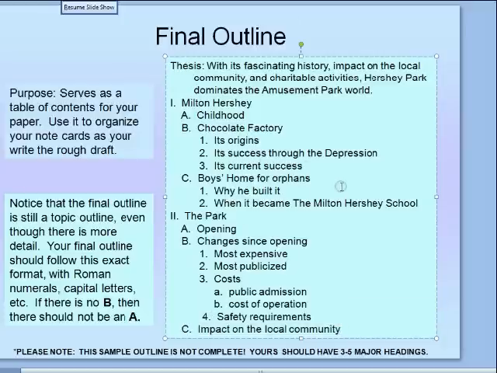If I were writing this paper, this would be like my first 2 pages or so. Roman numeral 1 would probably be about 2 pages, and each one of the subtopics, the A, B, and C, would probably be a paragraph each. So you'd have a paragraph on childhood, a paragraph on the chocolate factory, and a paragraph on the boys' home for orphans. Then the second half of the paper would be the park, and again I would have a paragraph for the opening, a paragraph for the changes, and a paragraph for impact, and I would end it with a conclusion, and that would be your paper.